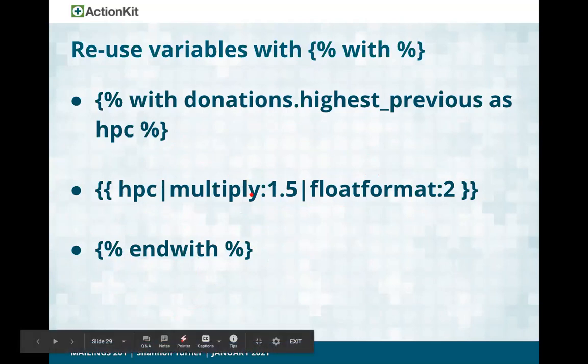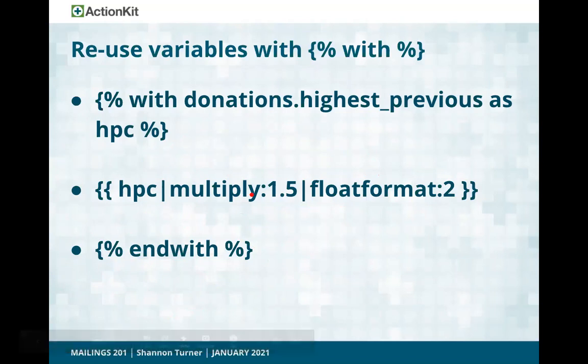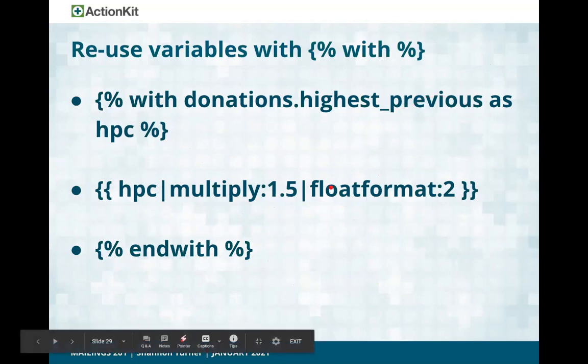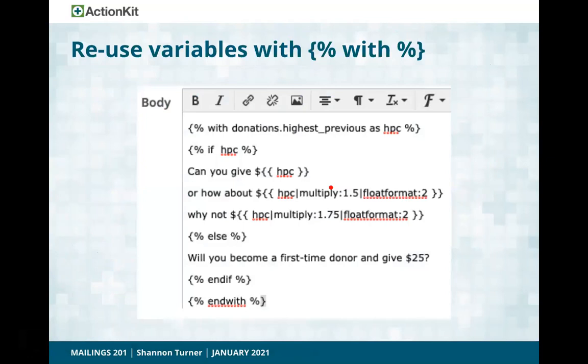But again, I wanted to emphasize that if you have a variable that you're using over and over and over again, this with construction can really help you. Saves you some typing. I think one of the biggest benefits is it makes it more readable. So here you can see I've converted our previous example to reuse the donations.highestprevious as a variable called HPC.